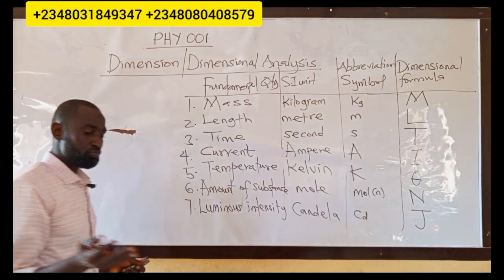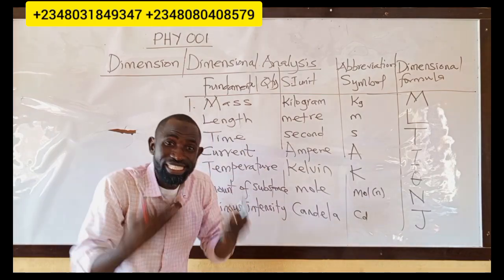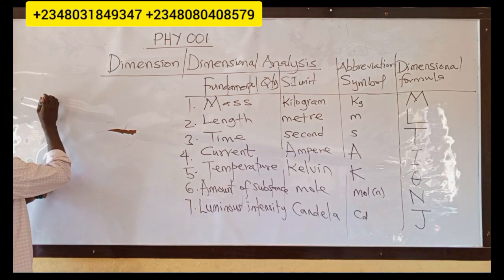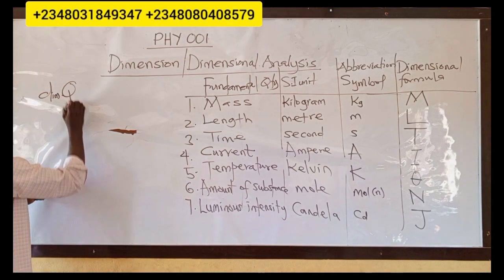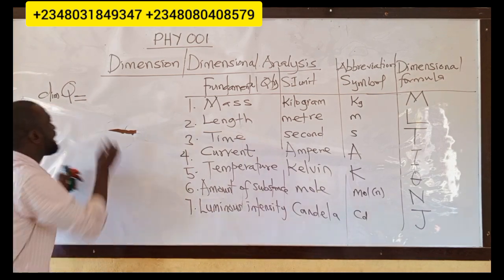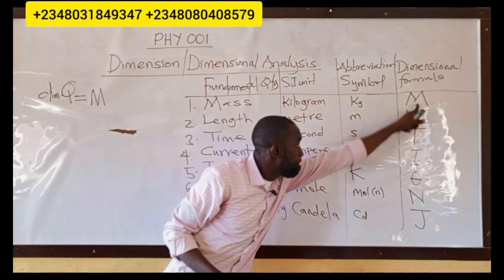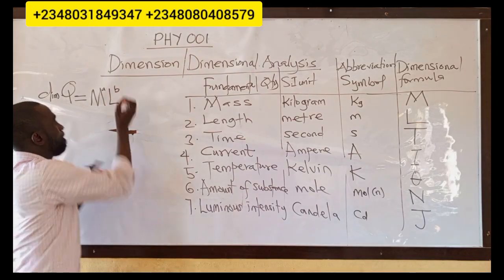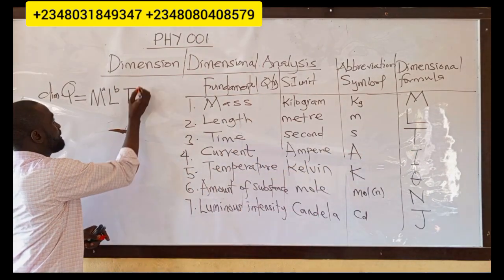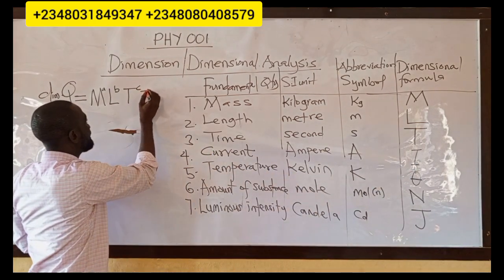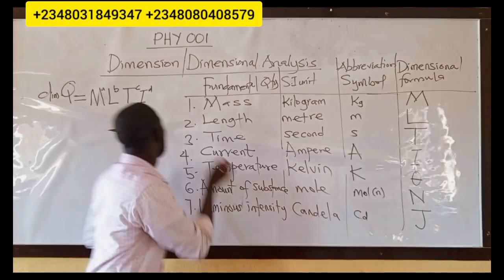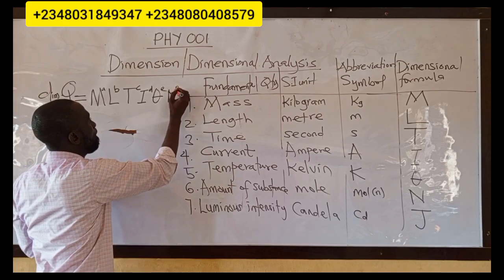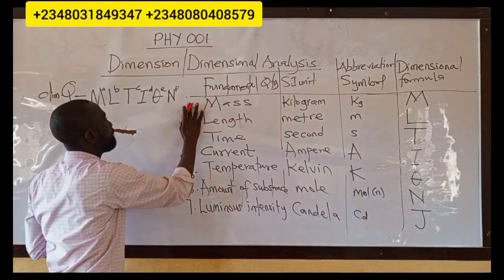Now, it implies that the dimension of a physical quantity Q can be expressed mathematically as follows: I have M raised to the power A, I have L raised to the power B, I have T raised to the power C, I have I raised to the power D, I have theta raised to the power E, I have N raised to the power F, and I have J raised to the power what now?